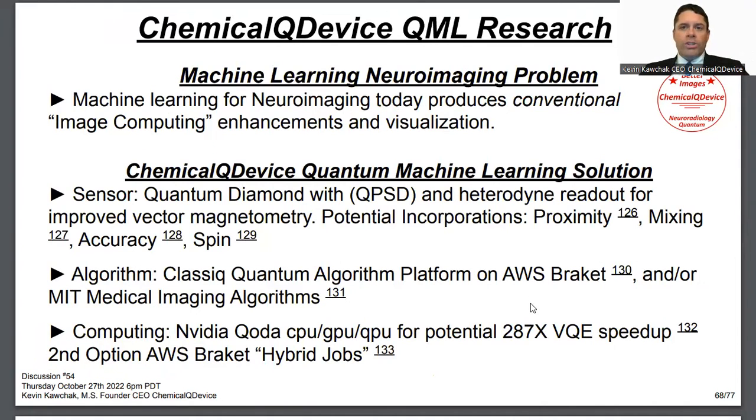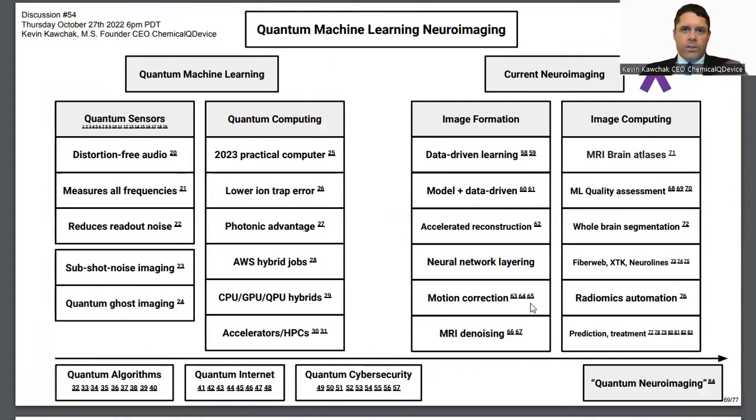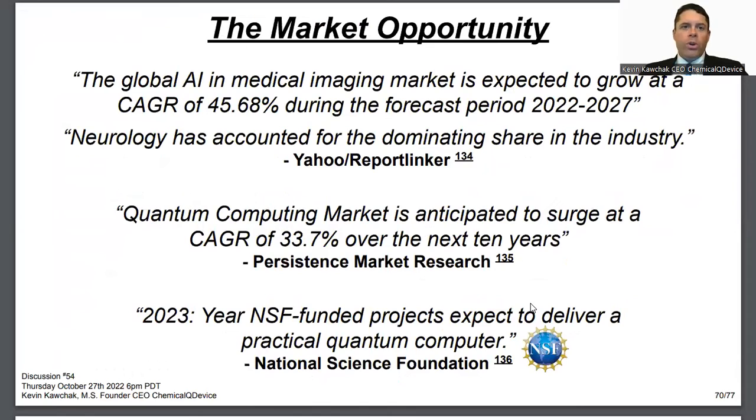And then here's another one. So this is a QML option. So this is incorporating quantum sensing, quantum algorithm, quantum computing, and moving forward. And then this is a whole thing too. So quantum machine learning, neuroimaging, basically the best of the best with QML, you know, what's available in quantum sensing and computing, and then algorithms, internet, cybersecurity moving forward too.